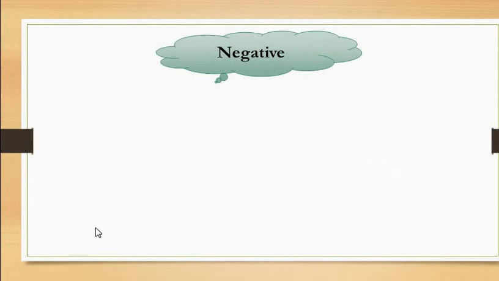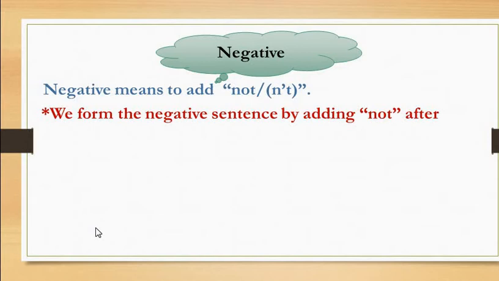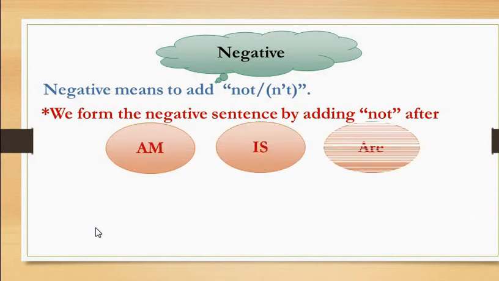Let's talk about negative. What does negative mean? Negative means to add not. One more time. What does negative mean? Negative means to add not. We form the negative sentence by adding not after am, is, are. Great job. Let's say it one more time. We form the negative sentence by adding not after am, is, are. Don't forget.